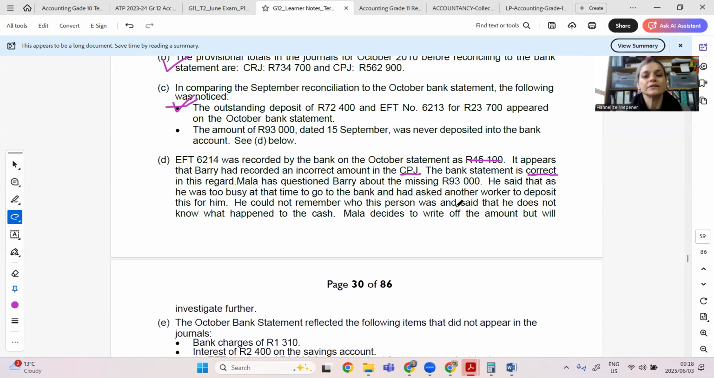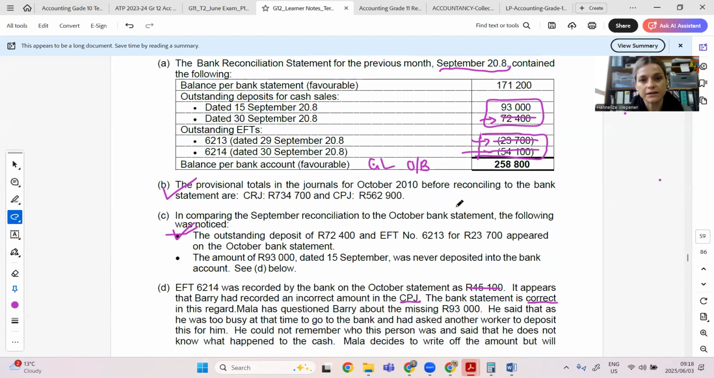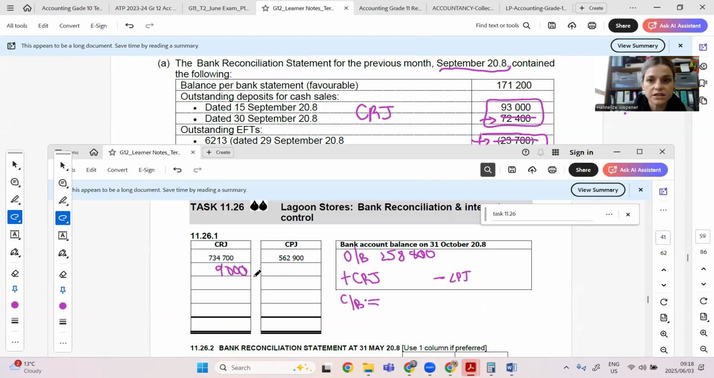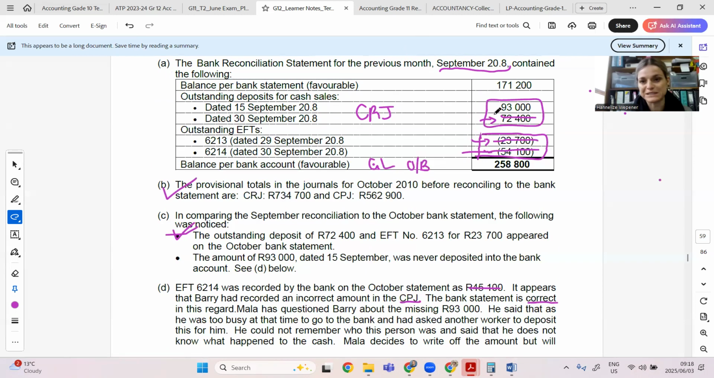Because how does 93,000 Rand just kind of lay somewhere without anyone noticing there's a random 93,000 Rand lying around? Okay, so you now need to say that, okay, last month I said this was a deposit in my CRJ. So these are the amounts currently in your CRJ for September. The bank is saying no, it's not there. So you have to write it off for now. You may not have a negative in your CRJ, so you are going to write that amount in your CPJ to get rid of the amount that you previously said that you received, because clearly you ain't going to get that money. Let's be honest.